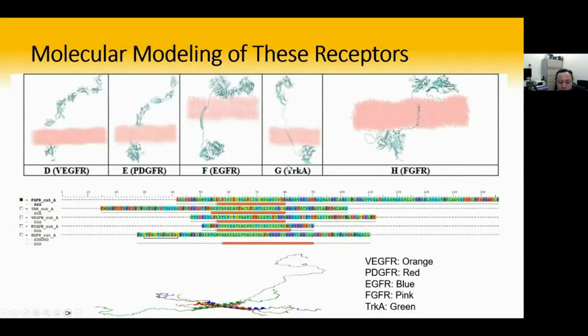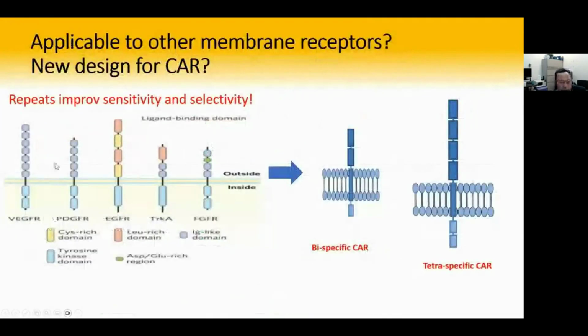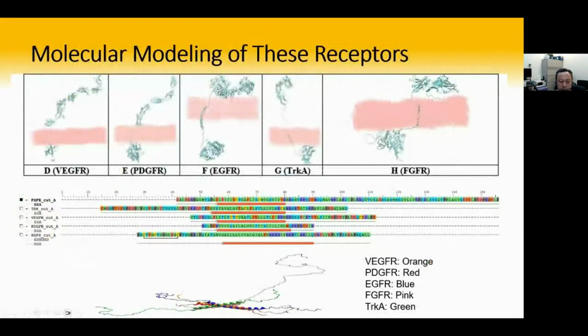Okay, those are the models from nature for this part. How nature uses this strategy to increase sensitivity and selectivity, and you can see yes, they follow the same architecture, using a flexible part to link those domains.